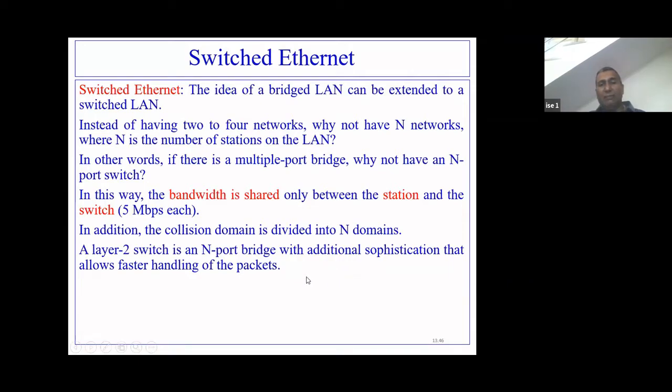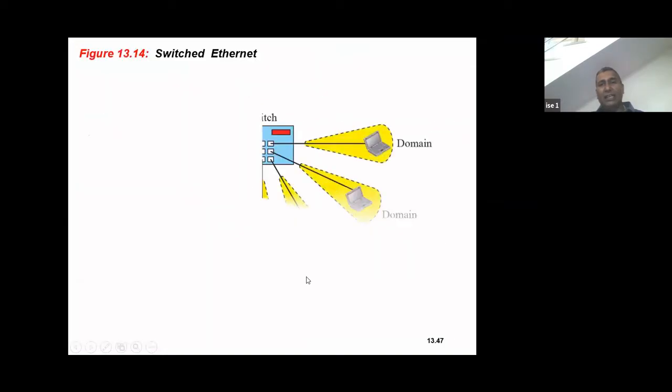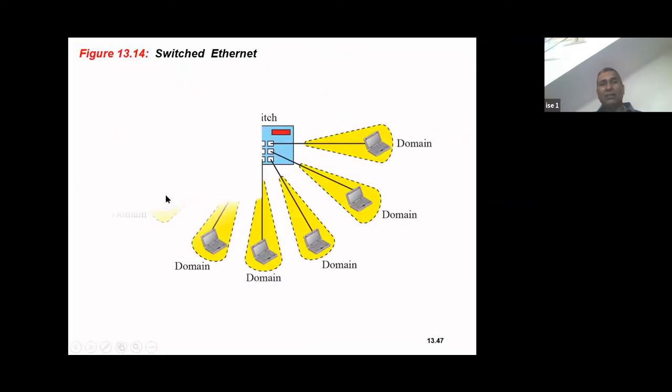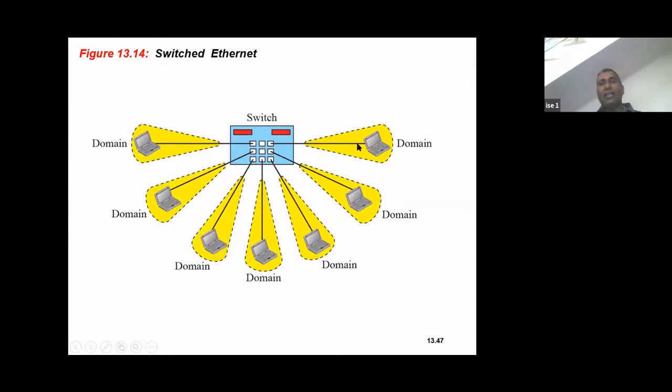So a layer 2 switch is an N port bridge, and this is the diagram. You can see here how many systems are there: 1, 2, 3, 4, 5, 6, 7. And this particular thing is a 9 port switch, so 9 domains could be there. Now each domain will have a speed of 5 Mbps. That means this system can transmit the data at the rate of 5 Mbps. This is 5 Mbps, this is 5 Mbps. So you can see here the bandwidth is quite increased.